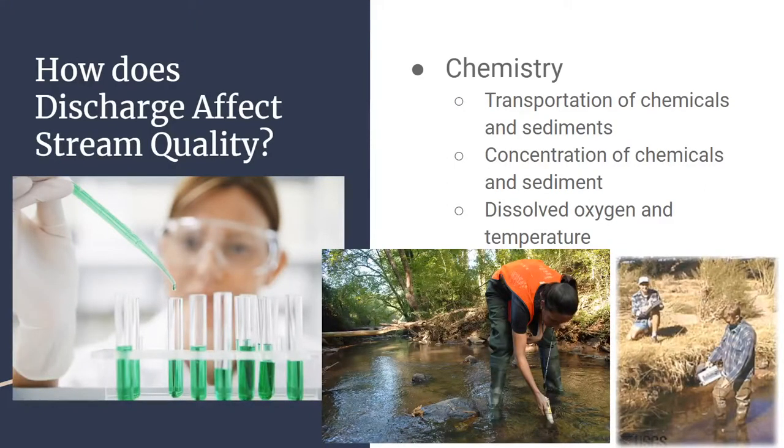Many of the stream teams will test for the water chemistry, and that's a big part of water, as we know, because they issue a water quality report each year for your lakes, streams, and rivers that flow into your city reservoirs. So, chemistry of the water is very important. Is the transportation of chemicals and sediments, the concentration of chemicals and sediments within the water, and also the dissolved oxygen and temperature. So, the dissolved oxygen can again help the plant life and also aquatic life, like your fish.